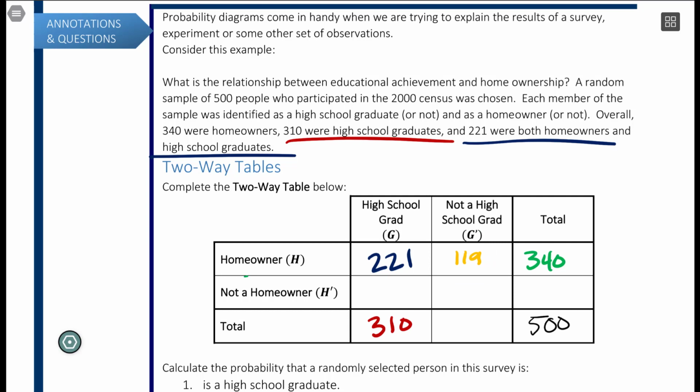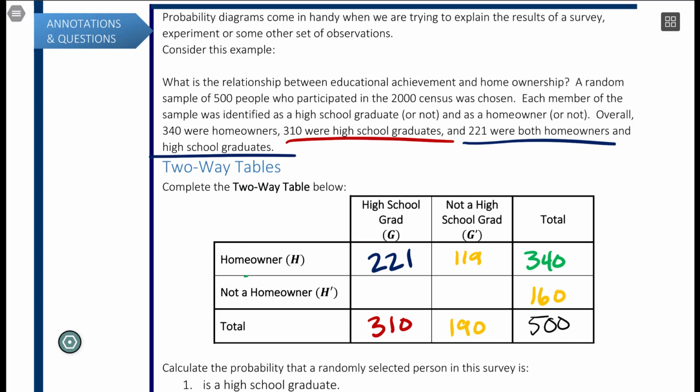Next, this one's going to be really simple. We had, for our homeowners, 340 of them out of 500. That must mean the difference between 500 and 340, which is 160, is going to tell us how many total non-homeowners we had. By the same token, we can look at that for the number of non-high school graduates. We had 310 out of 500 that graduated from high school. 500 minus 310 is going to give me 190, and that's going to tell me how many non-high school grads in total I had.